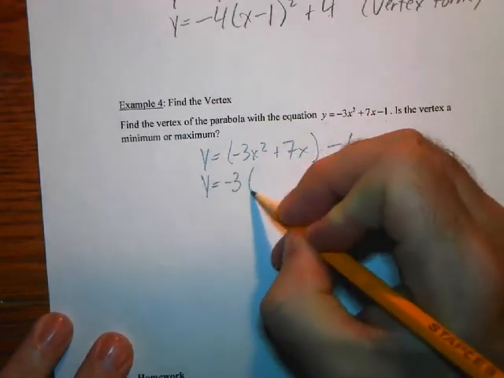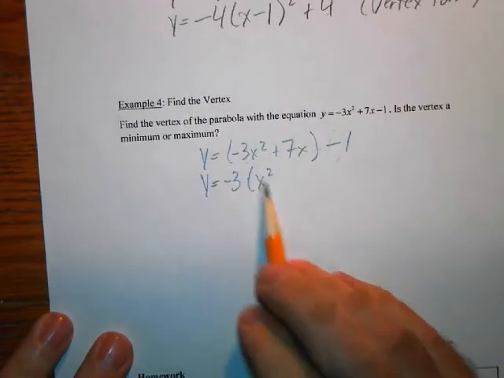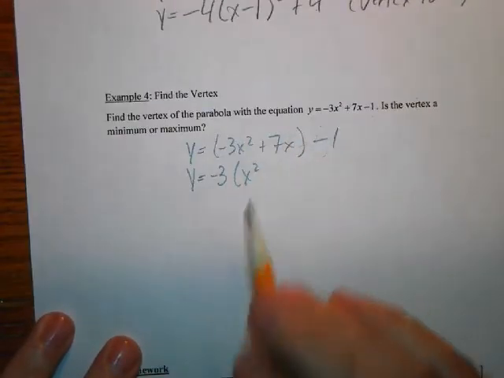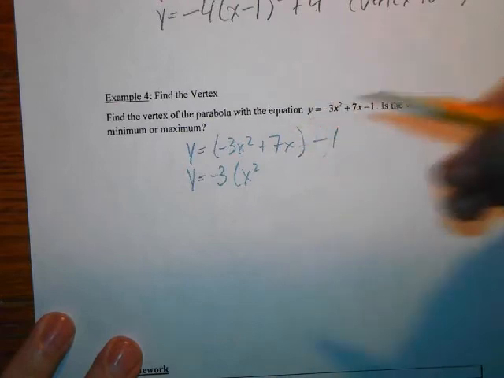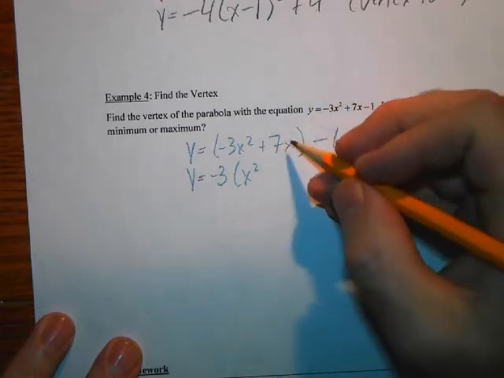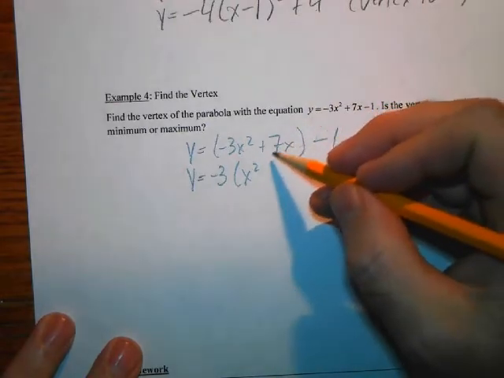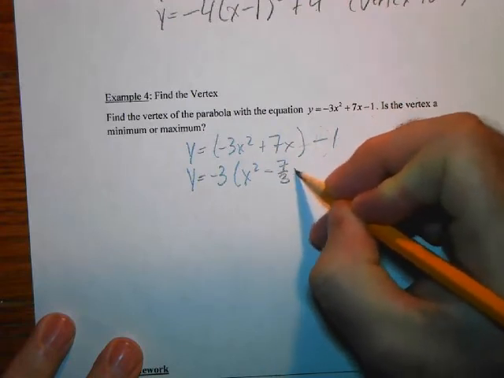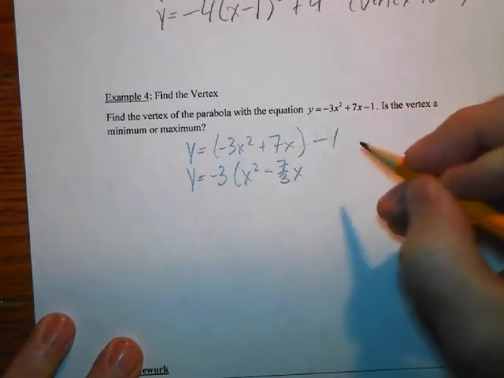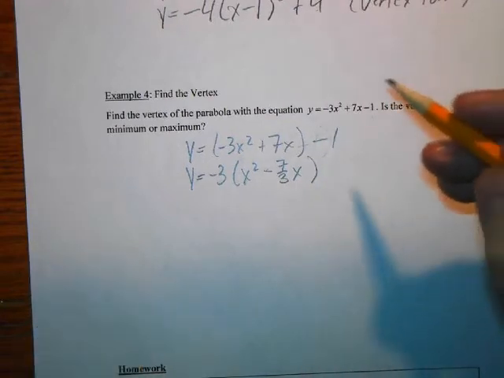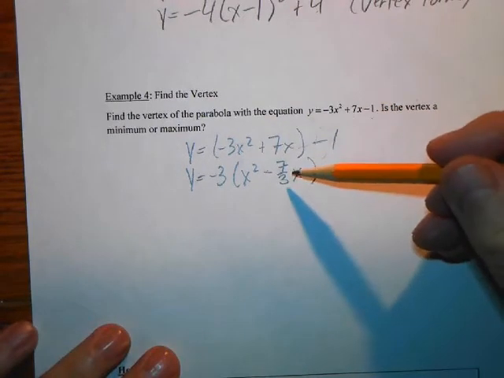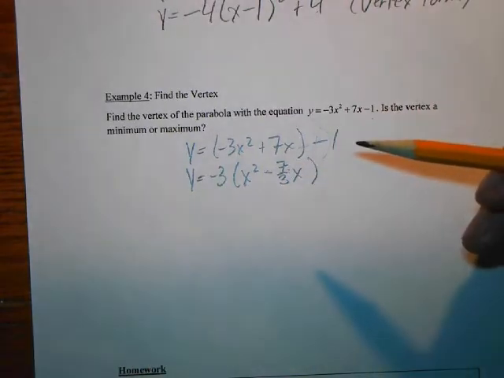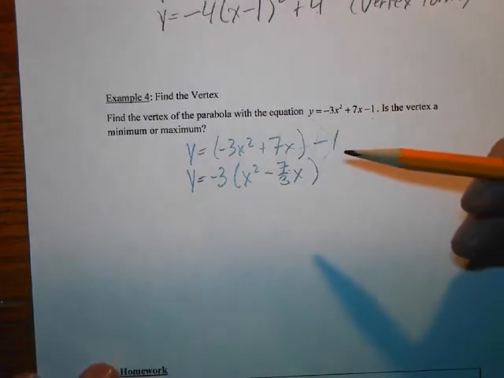So negative 3x squared. Now this time it's not so nice because negative 3 doesn't go into 7 very nicely. So I'm going to have to leave it as a fraction. So basically 7 divided by negative 3 is negative 7/3. Now, I always get asked the question, can I write that as a decimal? I don't like working with fractions. Well, sometimes you can and sometimes you can't.